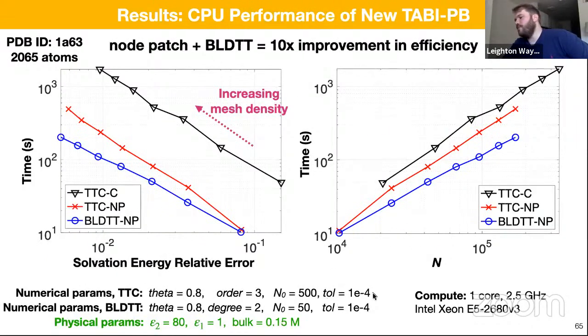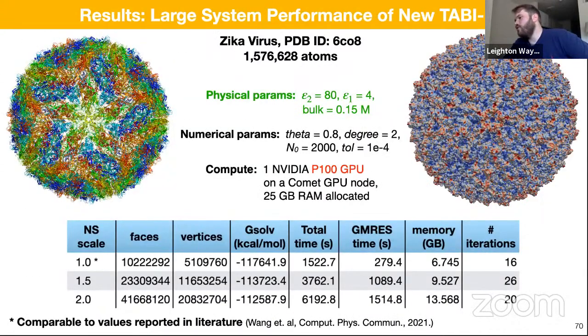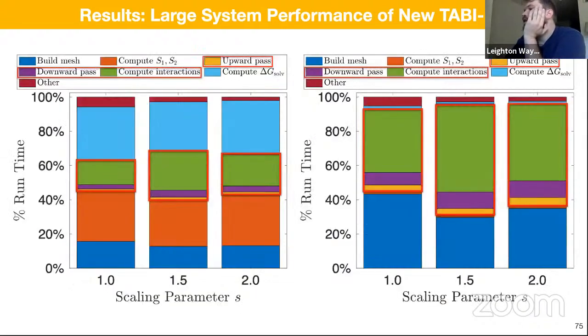For all of these, and I should have pointed this out, we're using a GMRes tolerance of 1e-4. So that's our benchmark for accuracy. The change in solvation energy when we approximate these other pieces with a fast summation method was within our GMRes tolerance. So we didn't introduce any more error than was already present based on our GMRes tolerance.